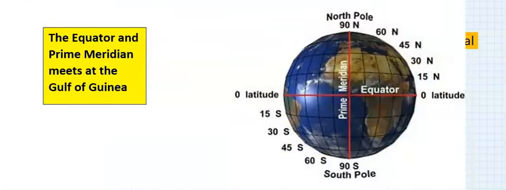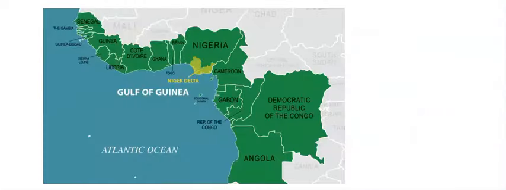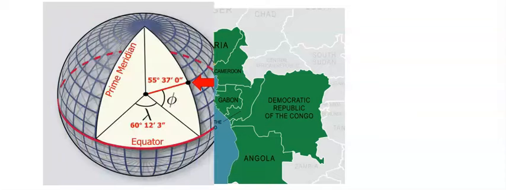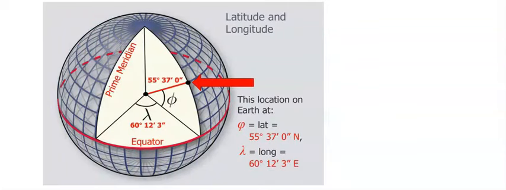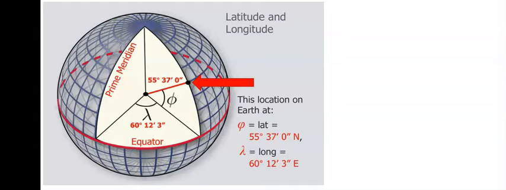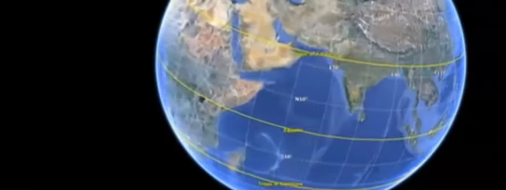The equator and prime meridian meet at the Gulf of Guinea. This is somewhere on the map close to Equatorial Guinea in Africa. Using longitude and latitude, any point on the earth can be located. These invisible lines of longitude and latitude have been integrated into GPS and many software, and can help construction professionals as well.